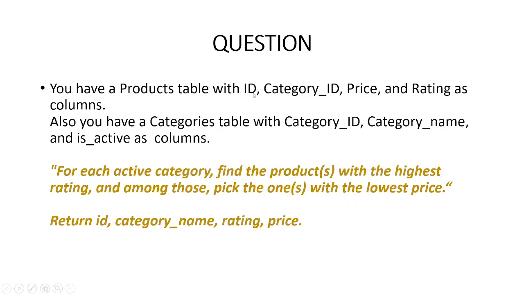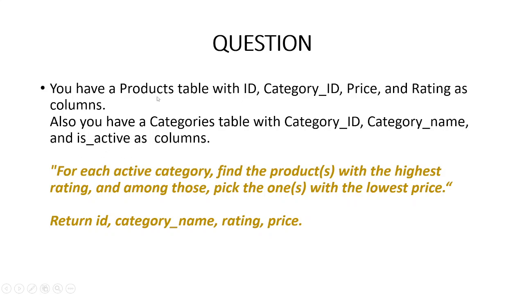Additionally, we have a categories table that contains the category ID, and that's what we are going to join on. This is the unique column in both of the tables. This is the category name and this is is_active. This is just for demonstration purposes. It doesn't mean whether the product is active or not. We can assume this as whether the product is available in the warehouse or not.